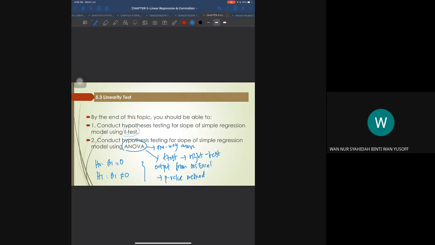If the question didn't mention anything, it just says perform the linearity test, then it's up to you. You can do the t-test, you can do the ANOVA, or if you have the output, you can do the p-value method. But my suggestion, if you have the output, is better to use the p-value, because for me, p-value is simpler than the other methods, especially on the decision part. You can interrupt me anytime if you have any questions.